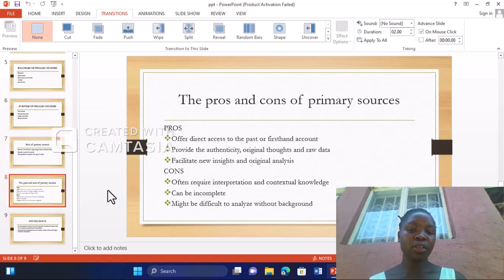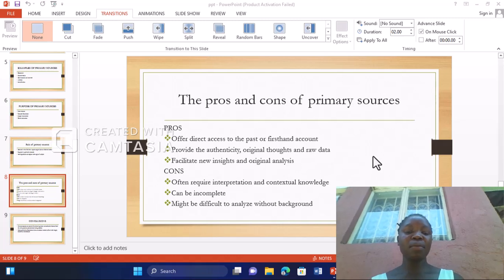Then here, the pros and cons of primary sources. The pros, meaning advantages: primary sources offer direct access to past or first-hand accounts. They provide authenticity, original thoughts, and raw data. They help to facilitate new insights and original analysis.